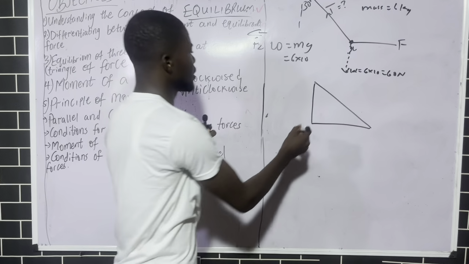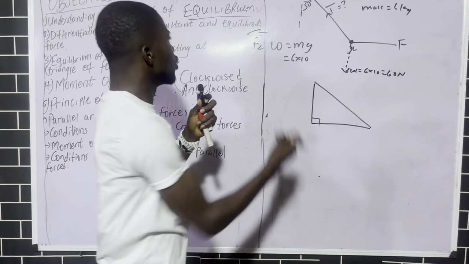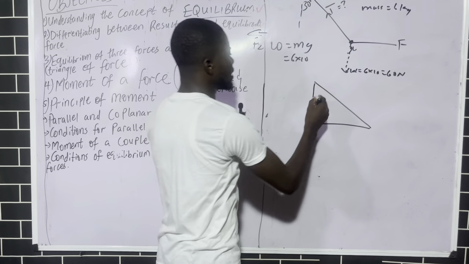Now this is 90 degrees. So now I want you to label this for me. Pause the video and label this for me. Good, so let's continue. With the vertical, that's 30 degrees. So here will be 30 degrees.